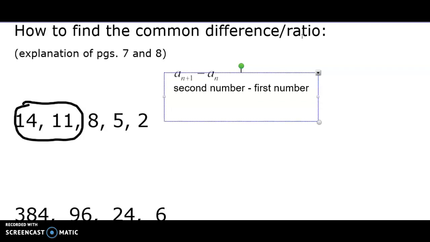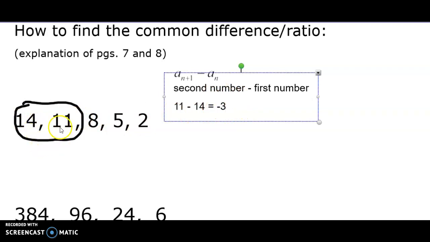So the second number here is 11 minus the first number, which is 14, gives us a common difference of negative 3. So we can do that for any sequence. Subtract the first number from the second number, and then we can check to see if that works every time. So if I go from 14 to 11, if I use this common difference of negative 3, does that get me to the next number?